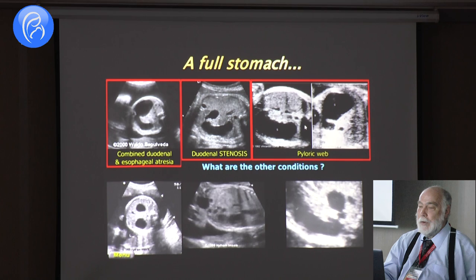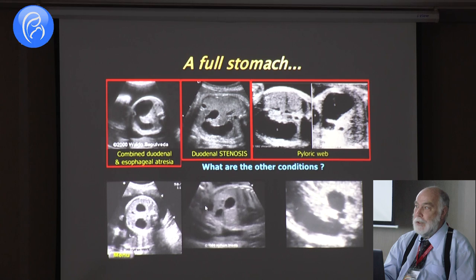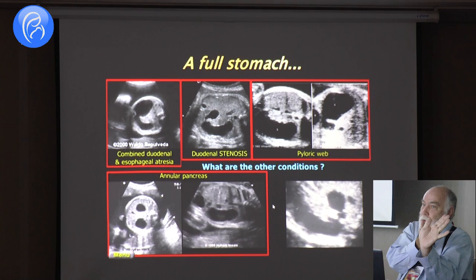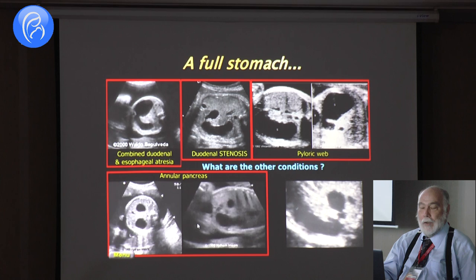Now, this baby here has something very interesting. It looks exactly like duodenal atresia. It's almost the same thing, but it's a different etiology. This baby has an annular pancreas. If you remember in embryology, you have a ventral anlage and a dorsal anlage, and they rotate so that they merge together. If they rotate the other direction, then the ventral anlage is going to squeeze the duodenum, and you get this image over here. This is an annular pancreas.